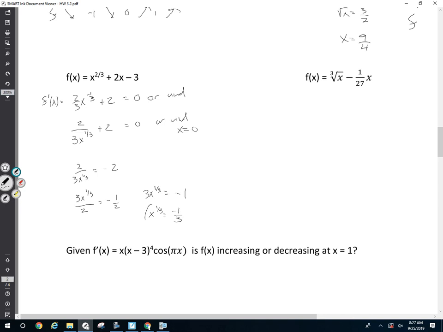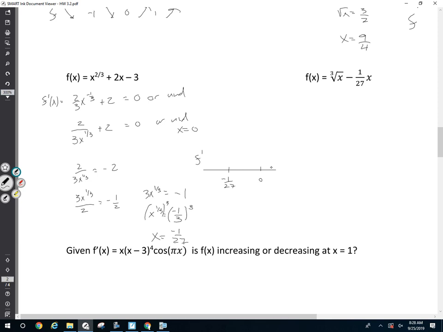To solve, cube both sides. I get x equals negative 1/3 cubed, which would be negative 1/27. All right, so 0 and negative 1/27. Now this is a tricky one.